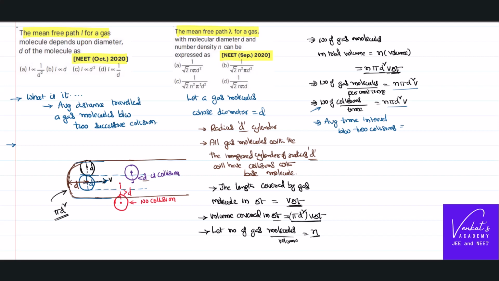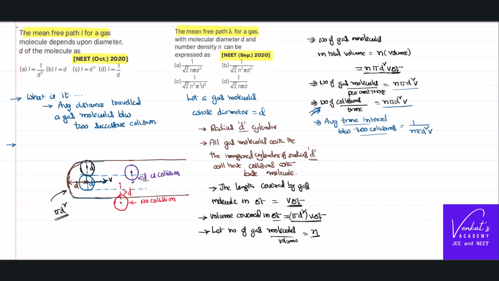In 1 second, if there are two collisions, then the time interval between each collision is a reciprocal of that. So, average time interval between two collisions is reciprocal of number of collisions per time. That is reverse of this. That is 1/n pi d square v. That's the average time interval between two successive collisions.